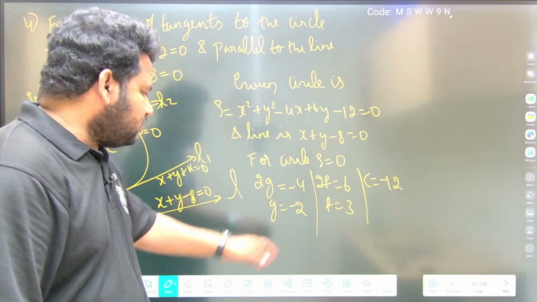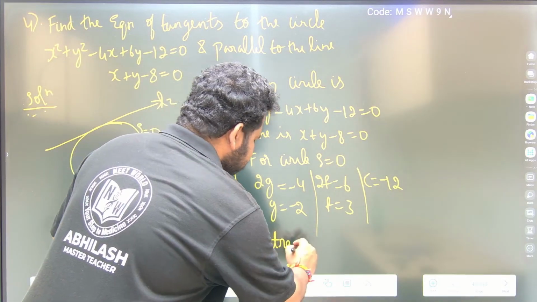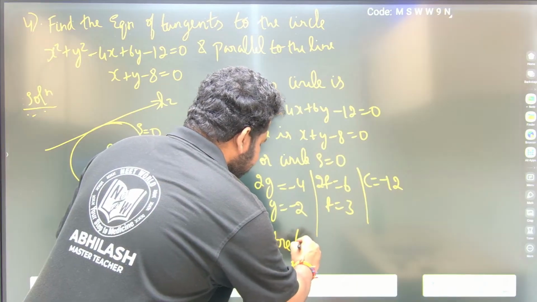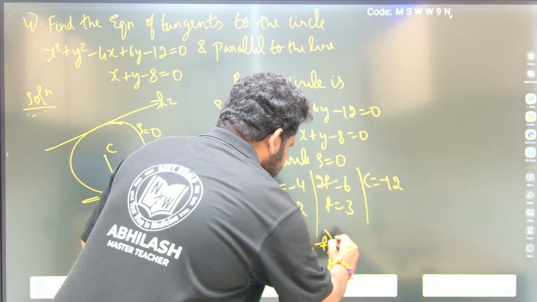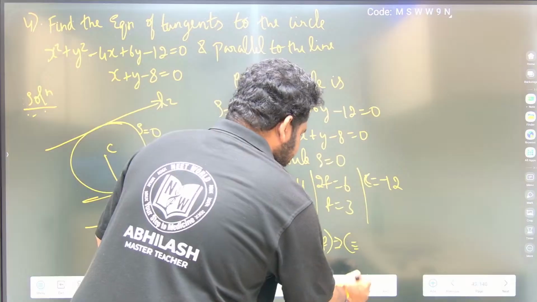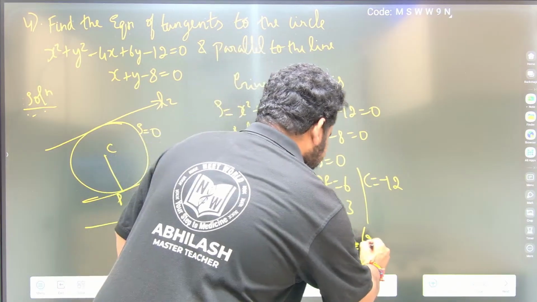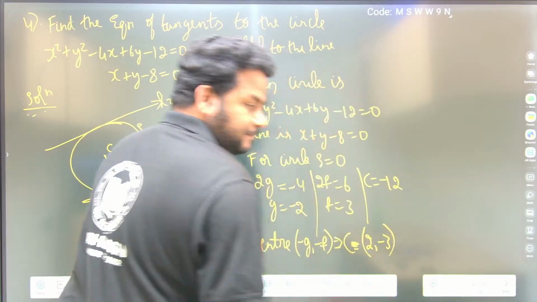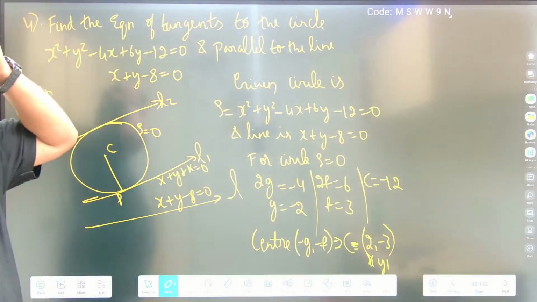Now, center is given by minus g comma minus f. Capital C is the center, and small c is the constant. Capital C is given by minus g comma minus f, which means 2 comma minus 3. Let us write this as x1 y1. I will tell you why.